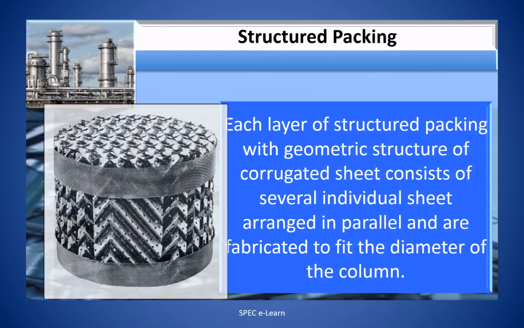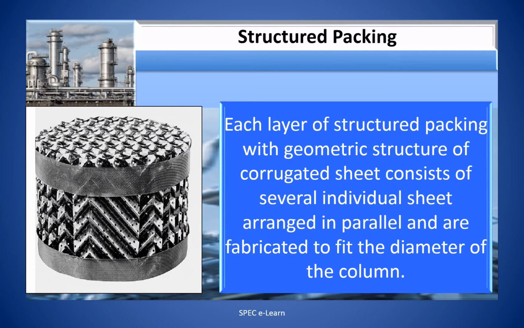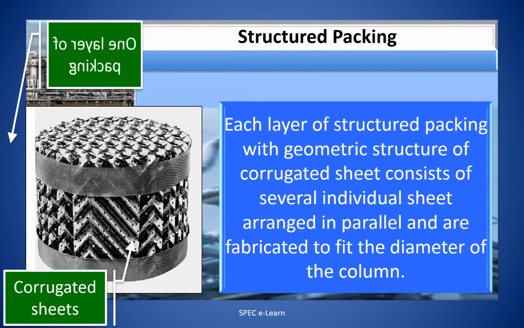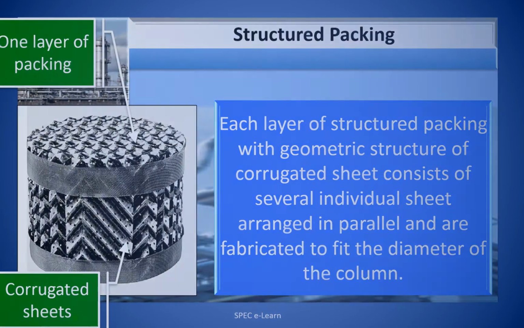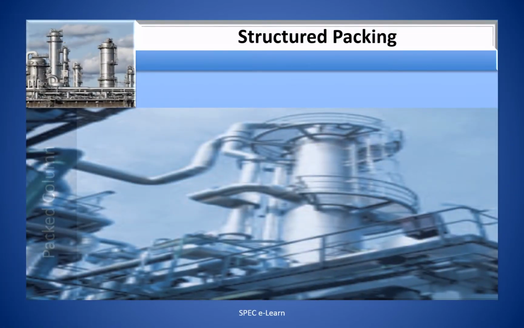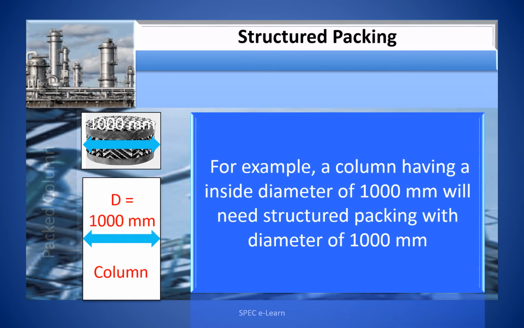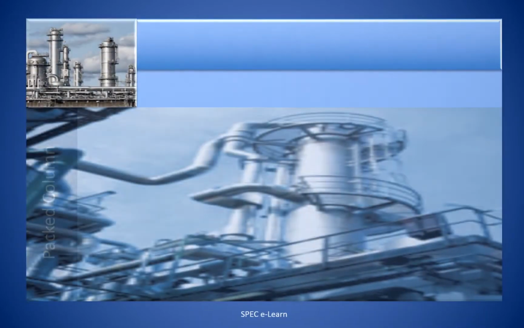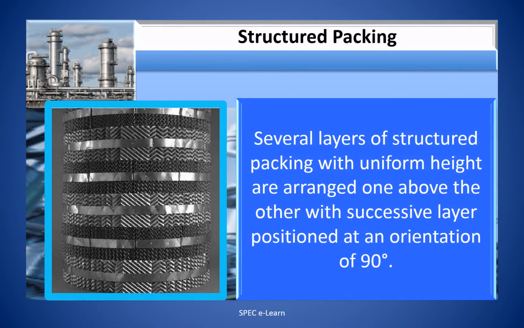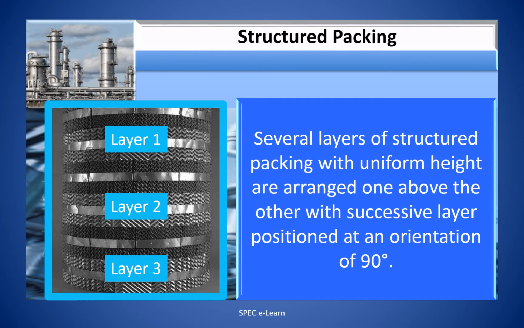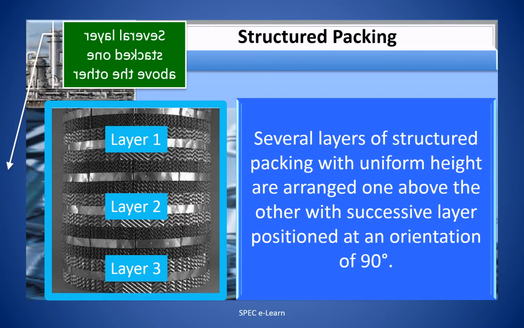Each layer of structured packing, with a geometric structure of corrugated sheet, consists of several individual sheets arranged in parallel and fabricated to fit the diameter of the column. Shown on the left is one layer of packing. For example, a column having an inside diameter of 1000 mm will need structured packing with a diameter of 1000 mm. Shown on the left is a 1000 mm diameter structured packing designed to fit into a 1000 mm diameter column. Several layers of structured packing with uniform height are arranged one above the other, with each successive layer positioned at an orientation of 90 degrees as shown on the left.